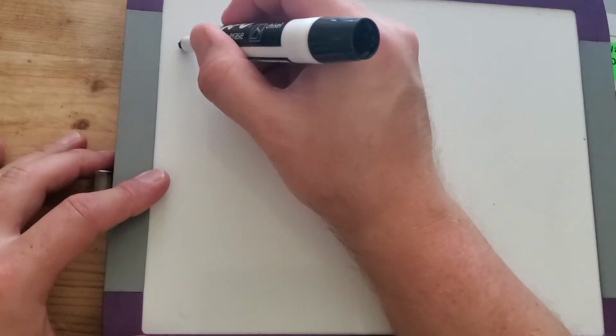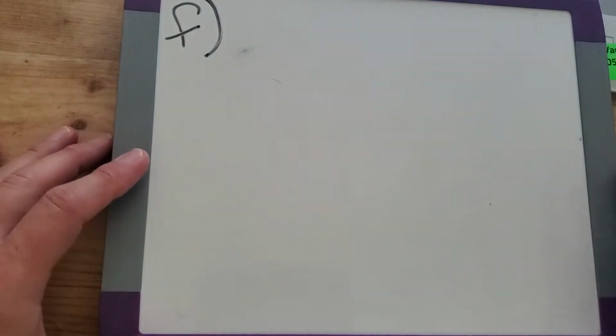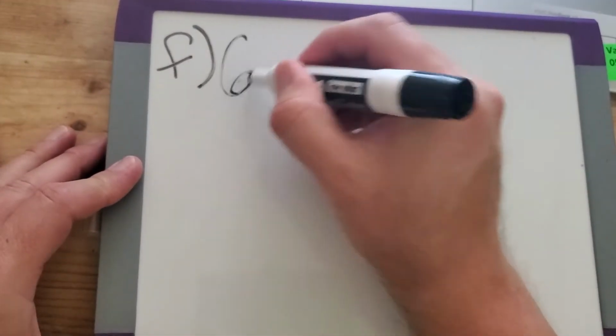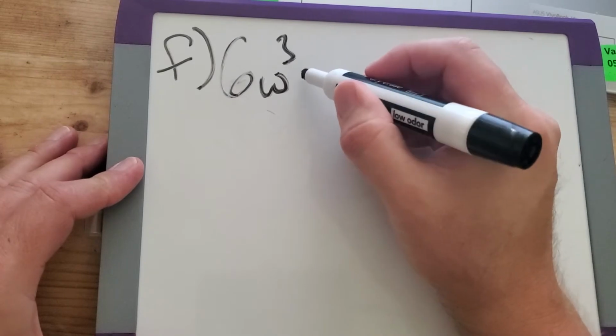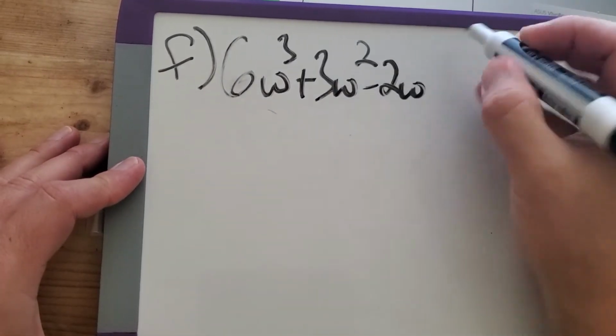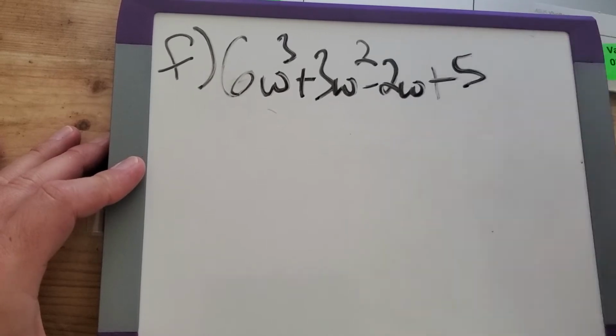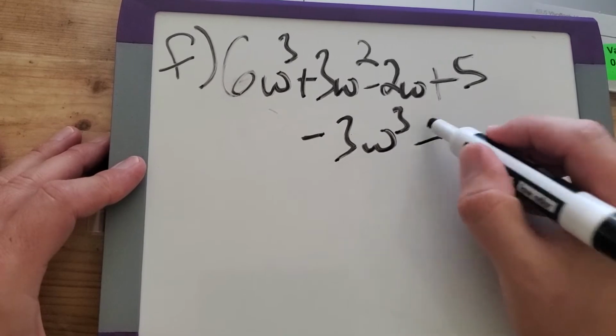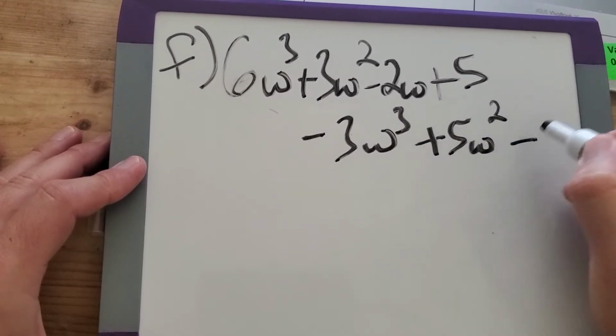Part F is going to be just subtraction, not multiplication. So we just need to get our like terms together. But the first thing I really should do is rewrite it. So I bring that negative through the second set. If I bring that negative through, minus 3w cubed plus 5w squared minus 5.